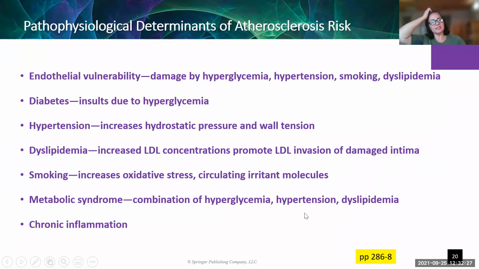All right, so pathophysiological determinants of atherosclerosis risk. It's just all the stuff I just told you: endothelial vulnerability, things that are going to damage the endothelial cells lining the blood vessels, high blood sugar, high blood pressure, smoking, and out of whack cholesterol numbers. Diabetes, the insults are due to the hyperglycemia. We're starting to appreciate more and more that lots of patients who end up having heart attacks look like the picture of health. When we look more closely, it turns out they had elevated blood sugar, which we think was damaging the endothelium, which is what gets the process started.